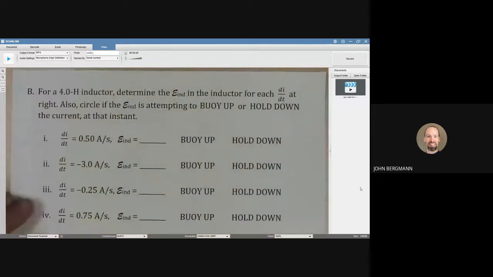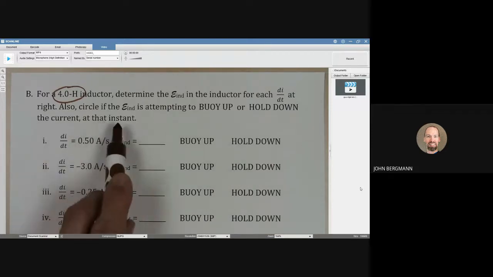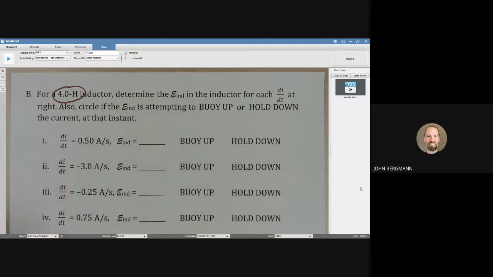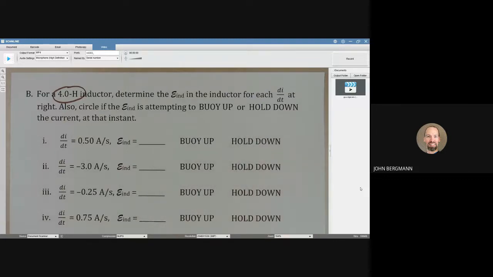Let's do a couple of examples here. We are assuming again that we have a 4 henry inductor, and we want to determine the induced EMF in that inductor for each of these given changes in current, instantaneous changes in current. And we also want to circle if the induced EMF is attempting to buoy up, that is support, or if it's attempting to hold down the current at that instant.